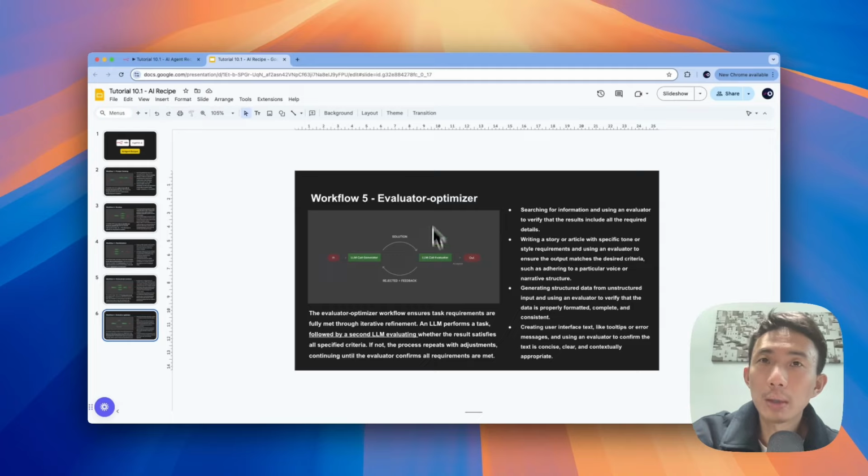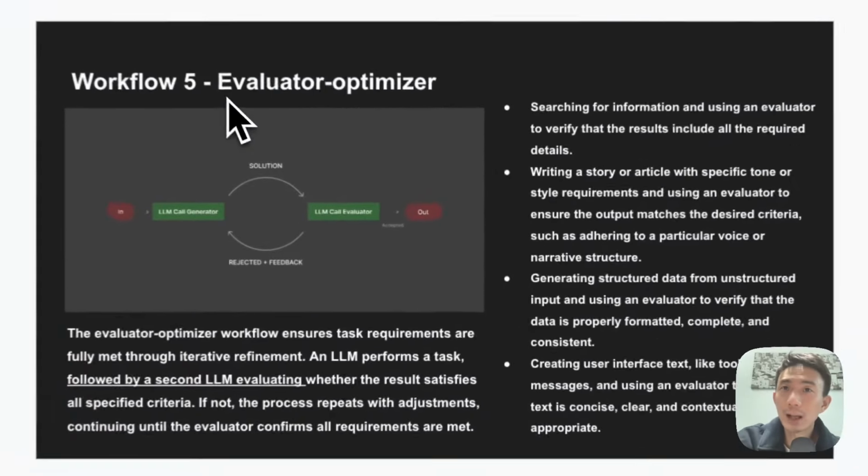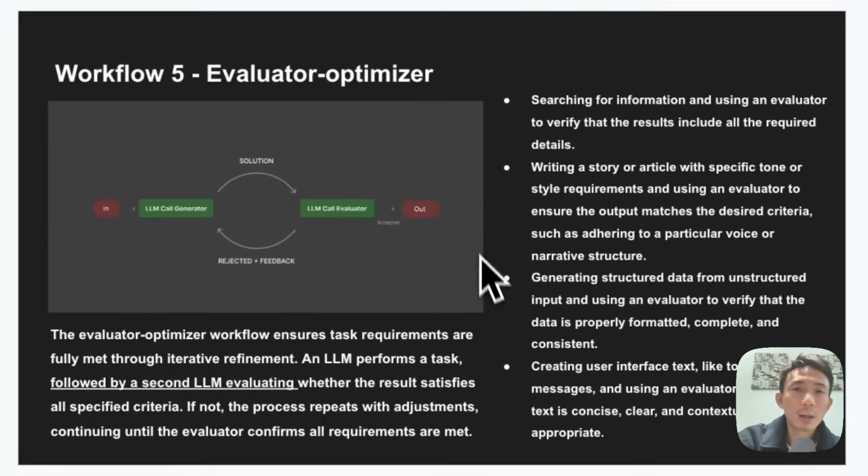All right, let's talk about the last workflow, the Evaluator-Optimizer. Basically, this workflow ensures task requirements are fully met through iterative refinement. An LLM performs a task, followed by a second LLM to evaluate whether the result satisfied all specified criteria. If not, the process will repeat with adjustments, continuing until the evaluator confirms all requirements are met.